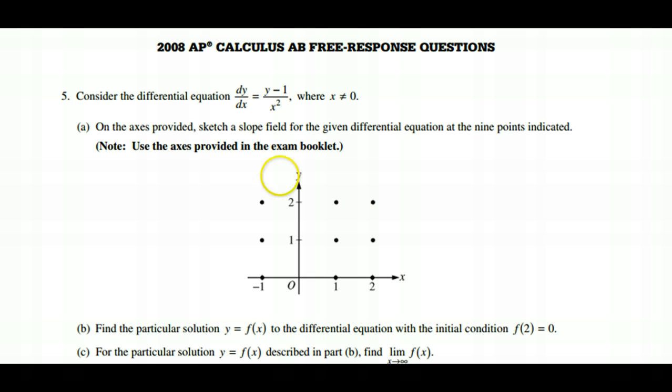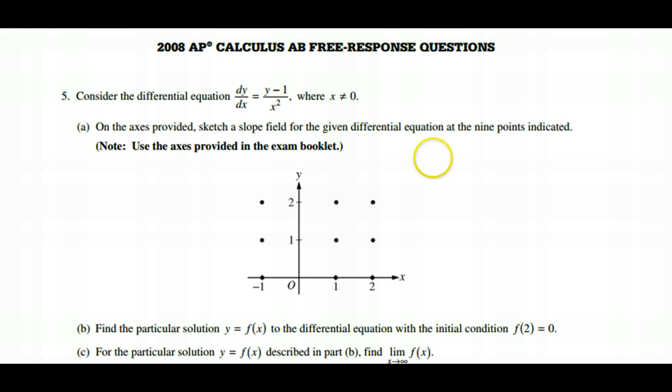So here is your little grid that they will provide for you. Use the axis provided in the exam booklet to go ahead and draw the slope field. At each of the 9 points given, here are my 9 different dots they provided, I'm supposed to draw a little slope on each one. So let's go ahead and start with this coordinate point (1, 0).